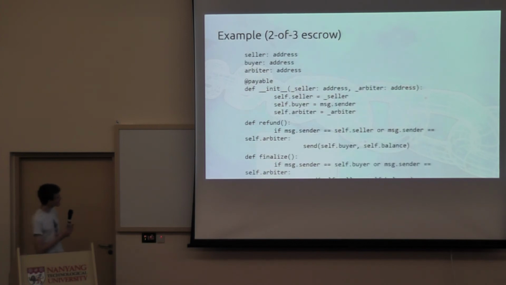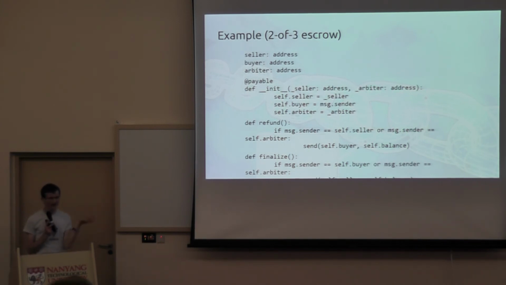Now, let's take a look at a smart contract in the Nero sense. Unfortunately, the code got formatted weirdly, but oh well. So what is this? Basically, this is a 2 out of 3 escrow system. So the story in 2 out of 3 escrow is this.